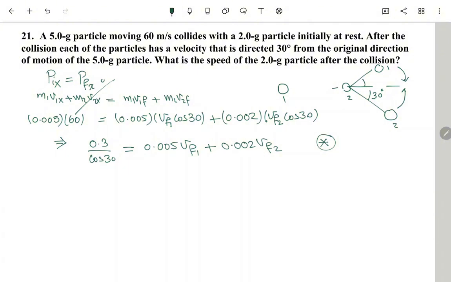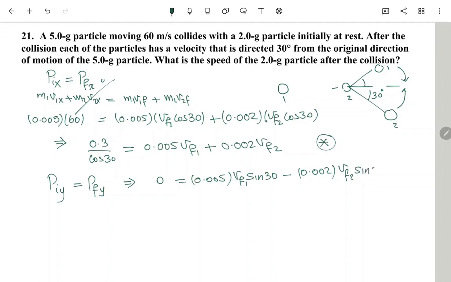Now from the y component of the momentum, P initial y equal to P final y. There is no y component before the collision, so 0 equals 0.005 V1 final sine theta. Now it has to be plus, but the y component for the second particle is in the negative direction, so minus 0.002 V2 final sine theta. So from this, we can find that V1 final equals 0.002 divided by 0.005 times V2 final.